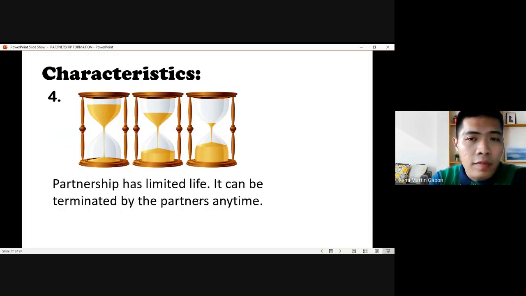Partnership has limited life. It can be terminated by the partners anytime. Since the formation of the partnership is through agreement, the birth of a partnership is through agreement, then the death or termination of the partnership can be through agreement. That is why it has limited life. If some people form a partnership today, they can terminate it after how many days, weeks, months, or years. It is dependent on their agreement.